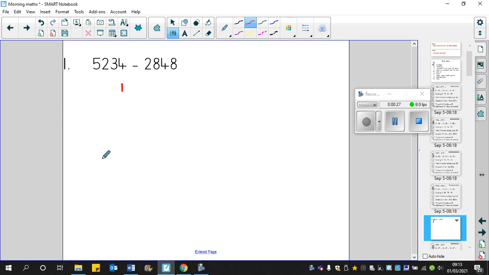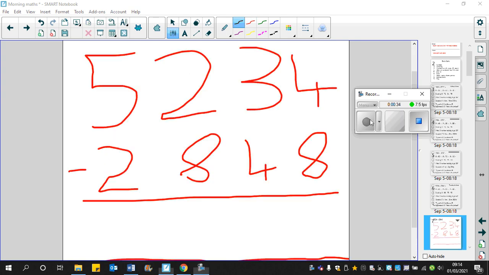5. So we start with 4 take away 8. Obviously we can't do that, so therefore we have to go to the tens column and exchange. So that 3 then becomes a 2, and one of those tens goes to the ones column, so that becomes 14. So now the calculation becomes 14 take away 8, which is of course 6.